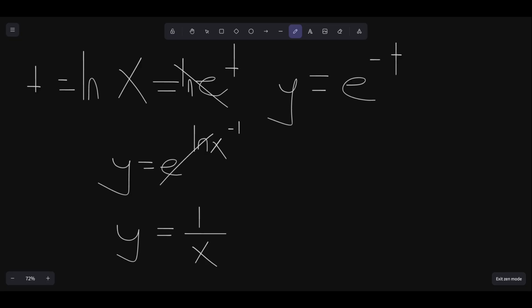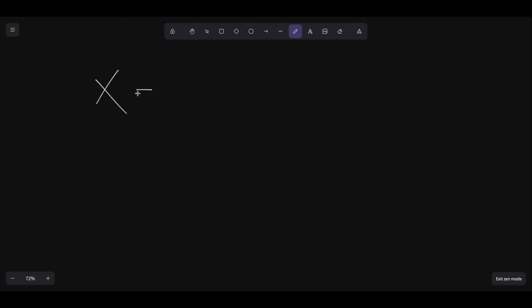We can do another one. Let's say that x is equal to ln of t, and y is equal to t squared. So I can take e to both sides. This cancels out. So I just get that t is equal to e to the x.